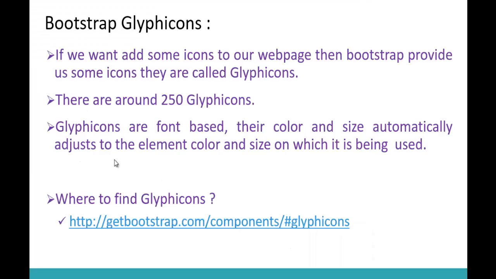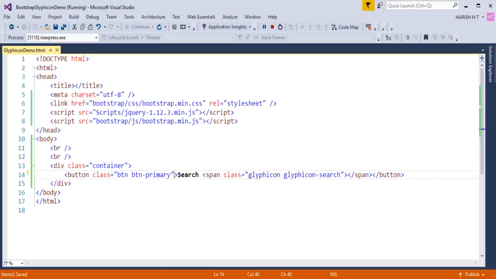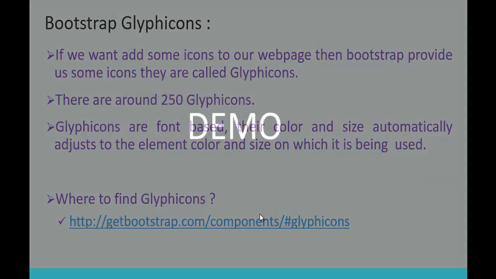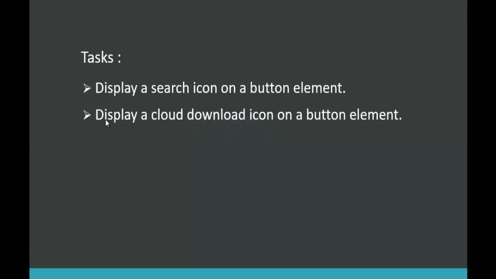In the sense, glyph icons are font based. Their color and size automatically adjust to the element color and size on which it is being used, so that it is going to affect here. You can observe here the color of the icon changed to white. Why? Because to this button I'm adding the classes btn and btn-primary that are affecting this button, and in turn, it's affecting the glyph icon also. Okay, that's the meaning of that sentence. I've completed my task 1, that is I need to display a cloud download icon on a button element.